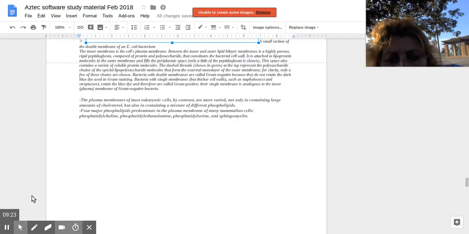Bacteria with single membranes but thicker cell walls, such as Staphylococci and Streptococci, have a single membrane analogous to the inner plasma membrane of gram-negative bacteria. Plasma membranes of eukaryotic cells, by contrast, are varied, and they contain large amounts of cholesterol and a mixture of different phospholipids.